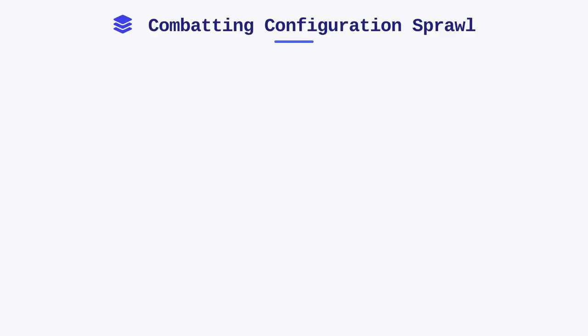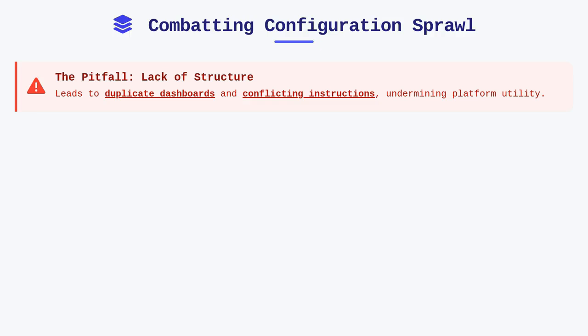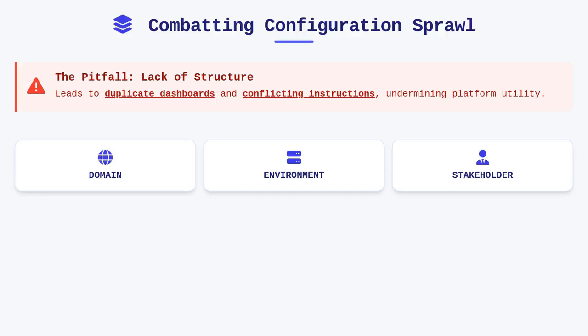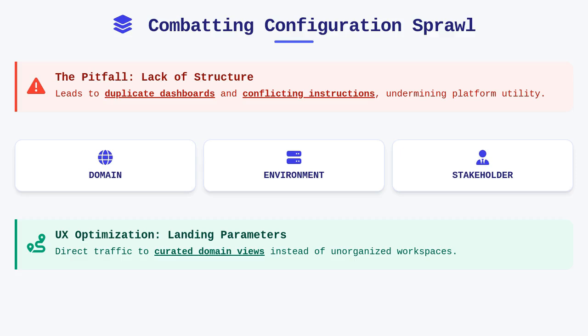To prevent the common pitfall of configuration sprawl, we must enforce rigorous naming conventions across all group levels. A lack of structure leads to duplicate dashboards and conflicting instructions, which ultimately undermines the utility of the observability platform. A standardized naming strategy should encompass the domain, the environment, and perhaps the primary stakeholder involved.